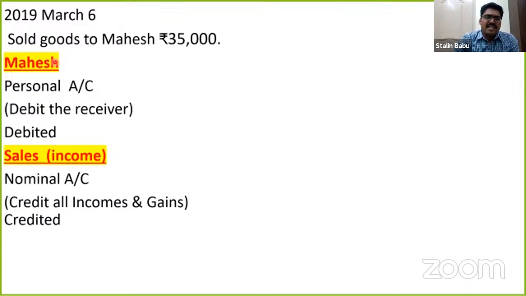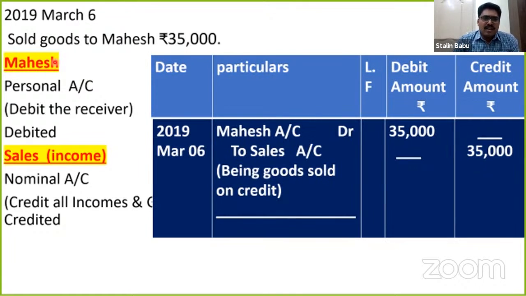So the entry is Mahesh account debit to sales account, on March 6, 2019. The amount is 35,000 in debit column, 35,000 in credit column. Being goods sold on credit.